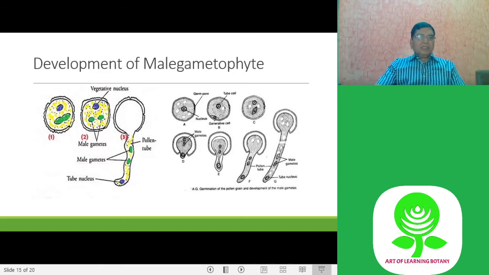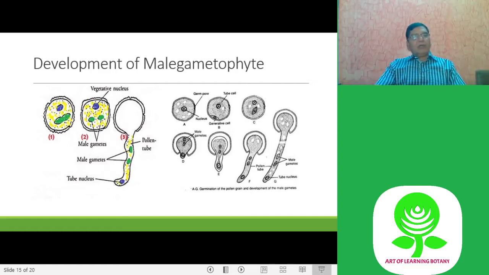and two small cells are formed, and they are called the male gametes or male sperm cells, right? There is a little difference in their size. But if it is a three-celled pollen, there is no need for further division. Only the tube nucleus will flow to the tip of the pollen tube, followed by the two male gametes, right? Now the pollen tube elongates through the style of the carpel. So whether it is two-celled or three-celled doesn't matter.